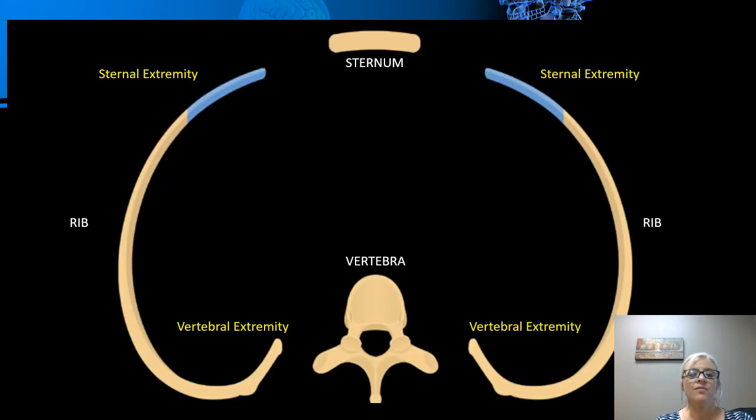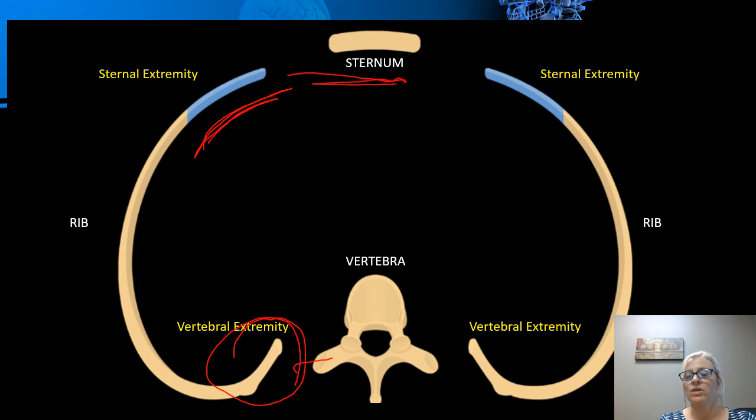So this is the last slide for this section. You can see here where the vertebral extremity is, or the head that adjoins the vertebrae, and of course the sternal extremity is where they join or near the sternum.